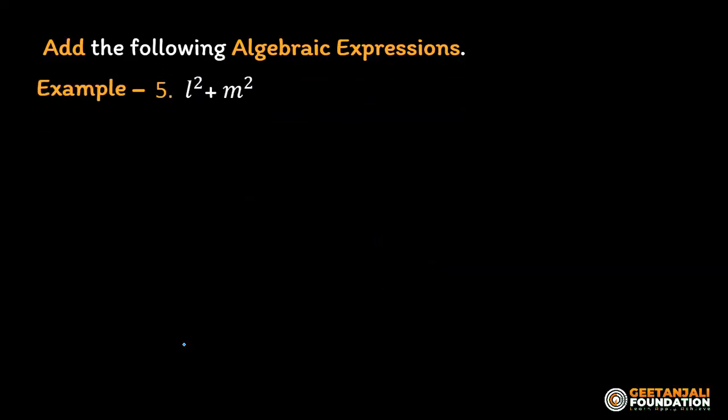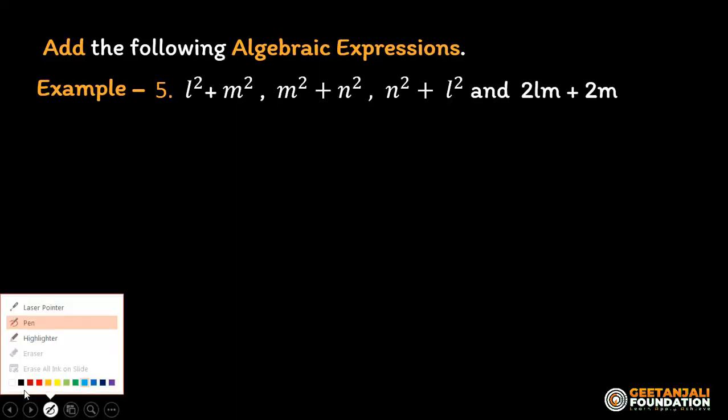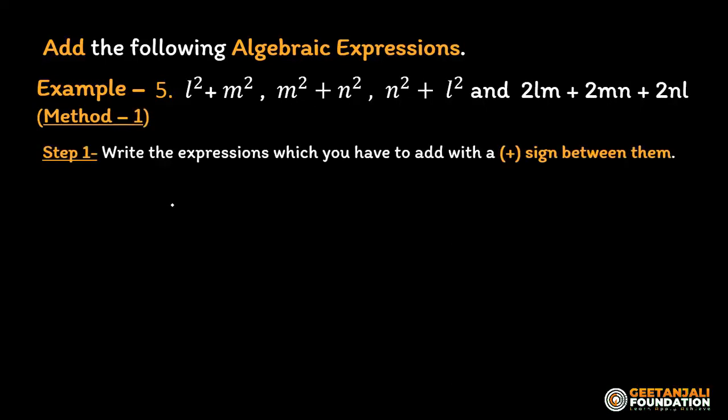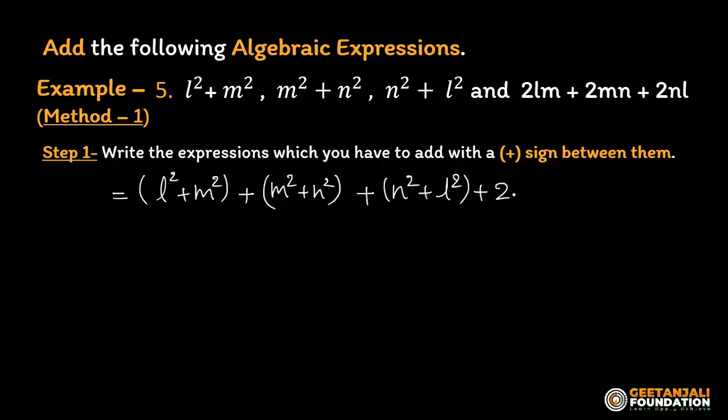Next question. L square plus M square plus N square, plus L square, 2LM, 2MN, 2NL. So these are four different algebraic expressions. We have to add them. I am following method 1. So I'll write all the expressions. So it will be L square plus M square, plus M square plus N square. This is the second expression, plus N square plus L square plus 2LM plus 2MN plus 2NL.